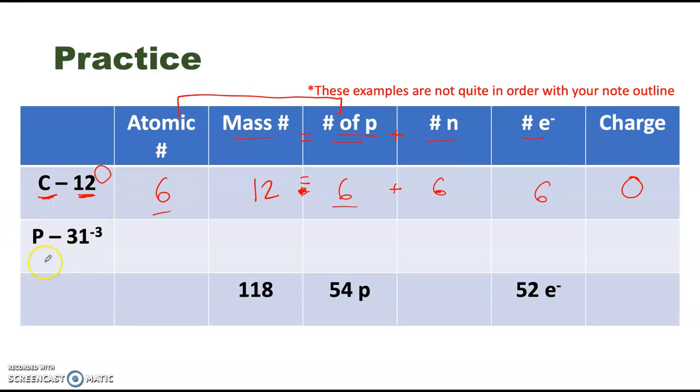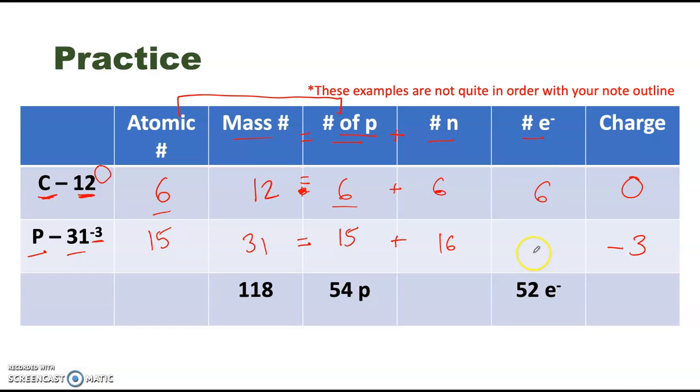Okay, the next one, phosphorus. Phosphorus, if I look it up on the periodic table, it is number 15. That means it also has 15 protons. Its mass number, it's listed right there, it's 31. The charge is listed as -3 right here. Now, what plus 15 equals 31? The answer is 16. 16 plus 15 equals 31. So I know it has 16 neutrons.